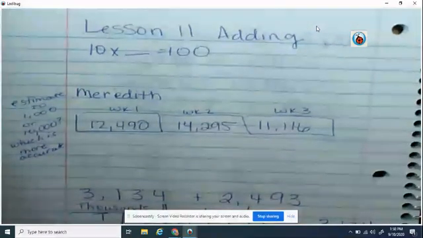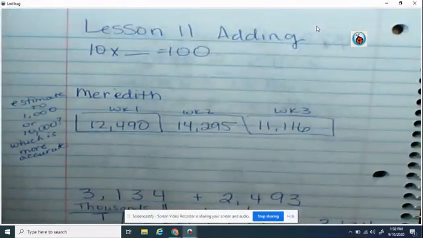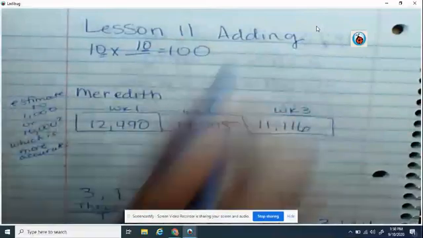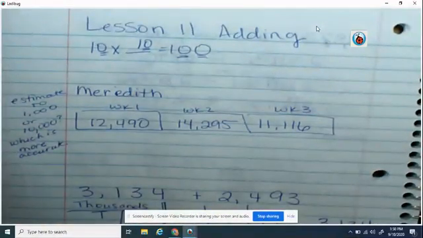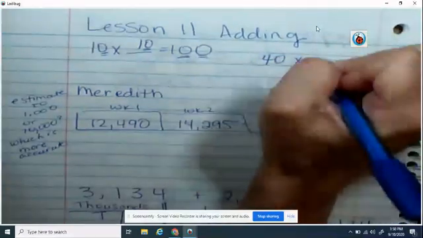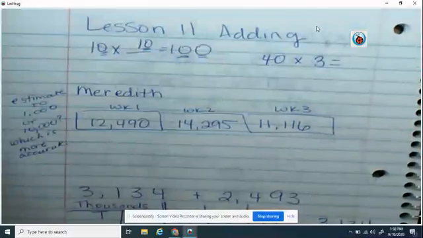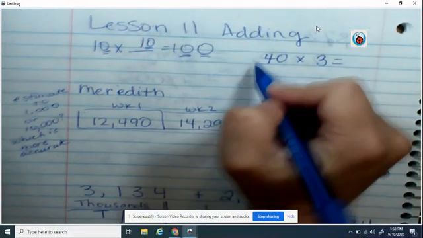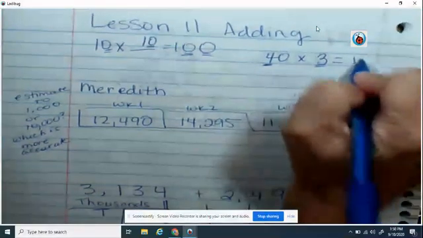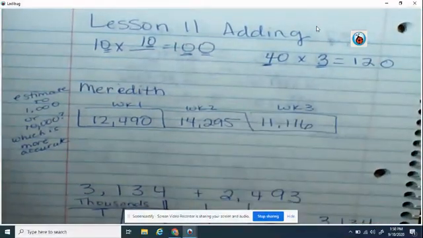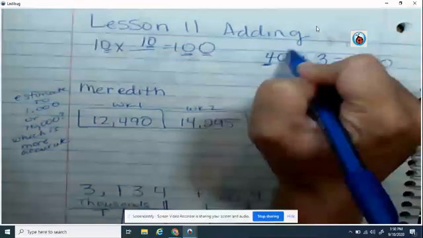So 10 times what is 100? 10 times 10 is 100. And if I look at my zeros, I have 2 zeros here and 2 zeros here, and so I know that that is correct. Let's think about this one. Let's do 40 times 3. Okay, well 40 times 3, let's just look at the digits that we have that aren't zeros. 4 times 3 is 12. Now I have 1 zero on the end, 120.